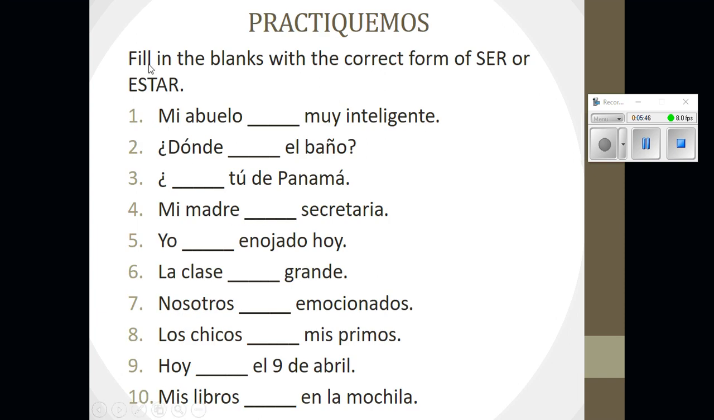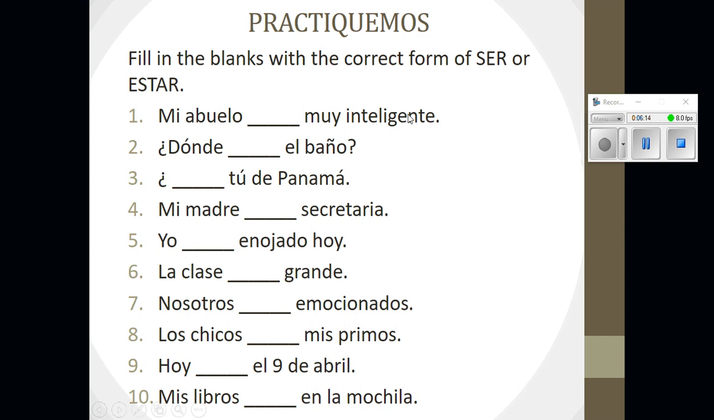All right, let's do some practice here. Practiquemos. Fill in the blanks of the correct form of ser or estar. All right, my grandfather is very smart. Okay, inteligente. We need to decide, is that a description, an occupation, a characteristic, time, origin, relationship? If it is one of those, we would use ser. Okay, we need to decide, does it mean position, location, action, condition, or emotion? If it's one of those, we need to use estar.